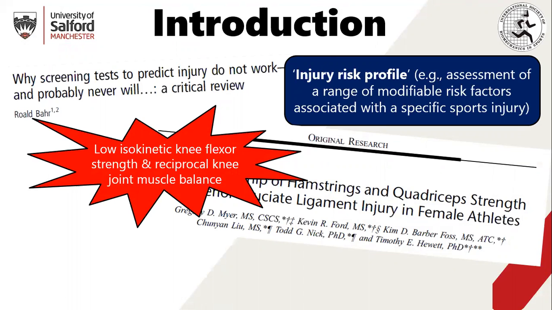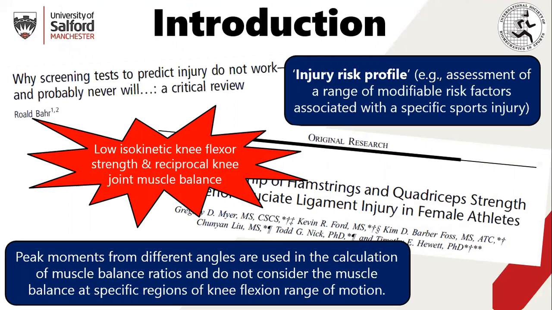However, often in such studies, reciprocal knee joint muscle balance ratios reported use peak moments from different angles in the calculation and do not consider the muscle balance at specific regions of knee flexion range of motion.